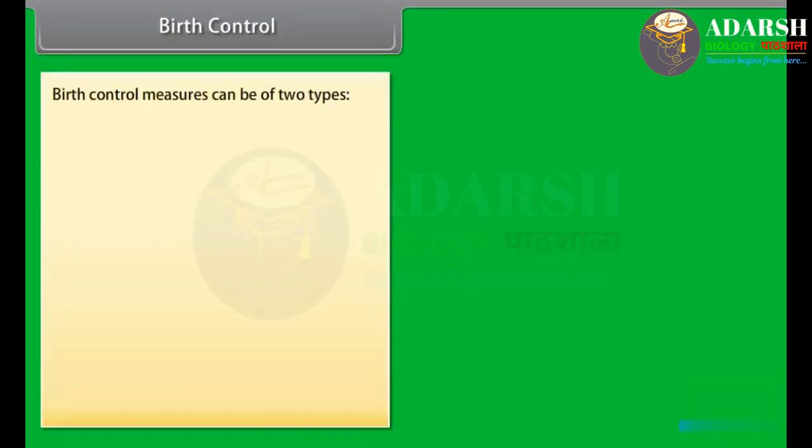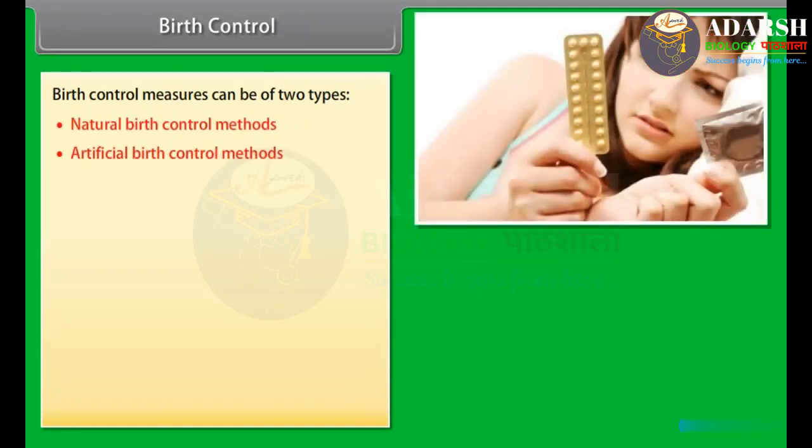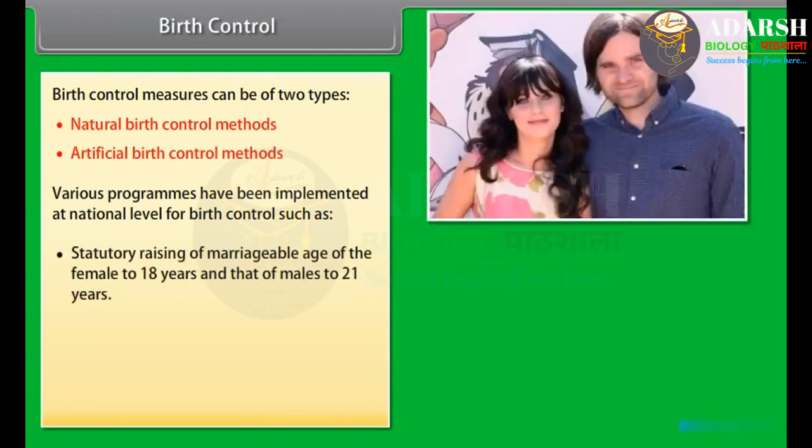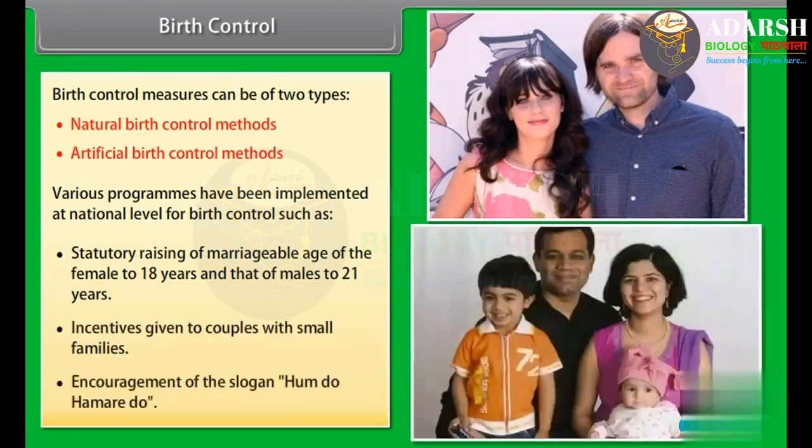Birth control. Birth control measures can be of two types: natural birth control methods and artificial birth control methods. Various programs have been implemented at national level for birth control, such as statutory raising of the marriageable age of the female to 18 years and that of males to 21 years, incentives given to couples with small families, and encouragement of the slogan Hum do, hamare do.